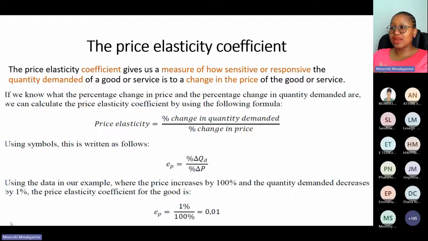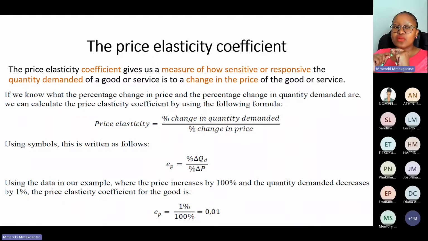This is how we calculate price elasticity. It is the percentage change in quantity demanded divided by the percentage change in price. Quantity, price. Quantity, price. Remember, please memorize it, my friends. QP. Percentage change in quantity demanded over percentage change in price. QP.